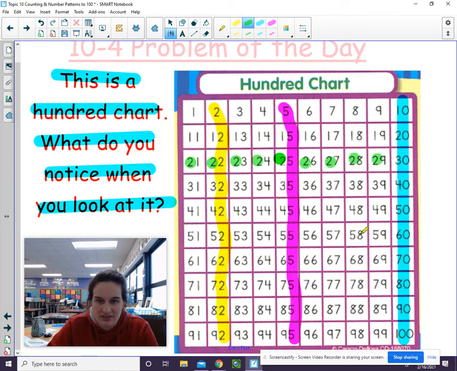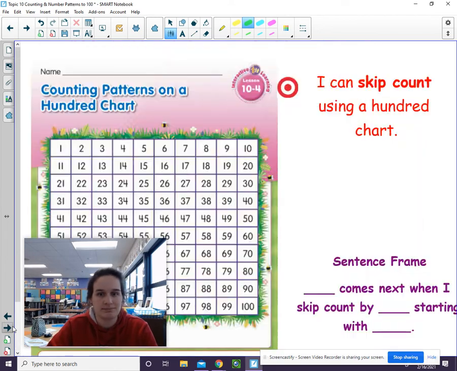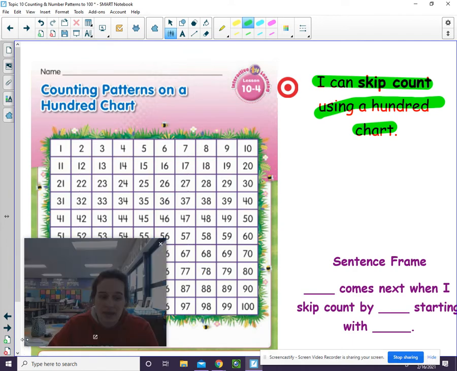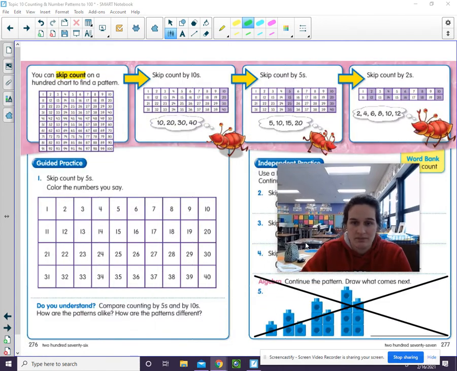Then here's the 30. Yeah, so there's lots of things we can notice on the hundreds chart, and it's a very helpful tool for us to use. So let's take a look here. Our directions say I can skip count using a 100 chart. So we're going to be practicing skip counting today with the 100 chart.